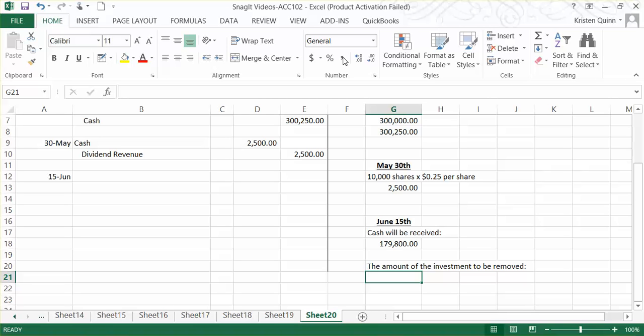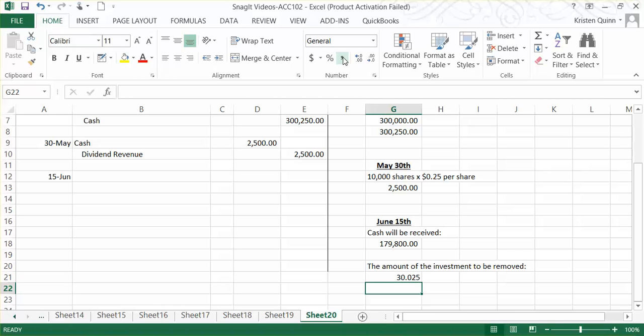We know that when we purchased these shares that we paid $30 per share. However, we didn't just pay $30 per share. We also paid $250 in a brokerage fee that we included in that investment account. So we have to figure out really how much per share we spent. And we do that by taking the total amount of our initial investment, the $300,250, and dividing it by how many shares that initially bought us. And again, in the beginning, we bought 10,000 shares.